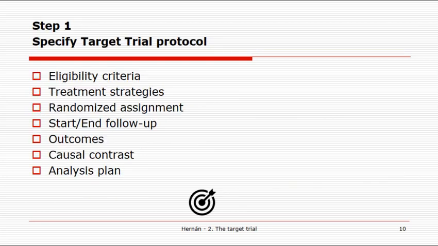So when I say that we have to describe the target trial, I mean that we really need to describe the protocol of the randomized experiment that we would like to conduct. We have to describe the key components of the protocol of the trial, which is what are the eligibility criteria, what are the treatment strategies, how we are going to assign treatment, the start and end of follow-up, the outcomes, the causal contrast, is it going to be an intention-to-treat effect or a per-protocol effect, and the statistical analysis plan. And once we know that, if I can tell you all these components of my hypothetical target trial, you know exactly the causal question that I am asking.